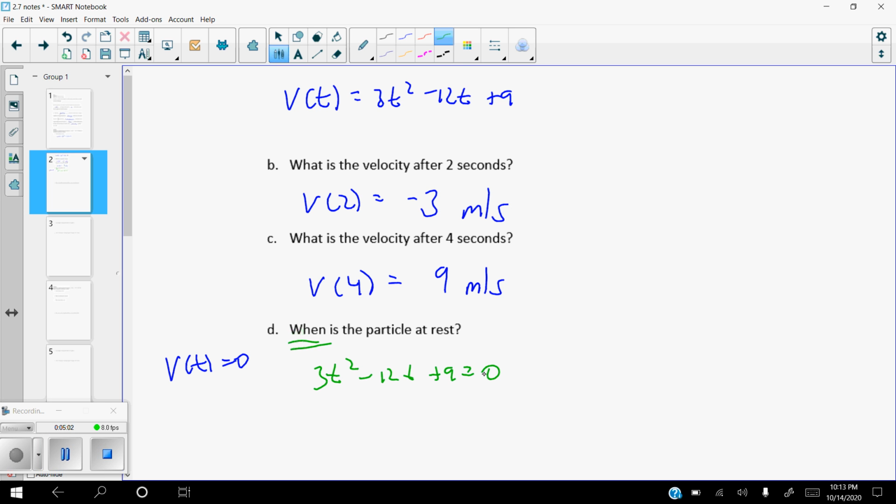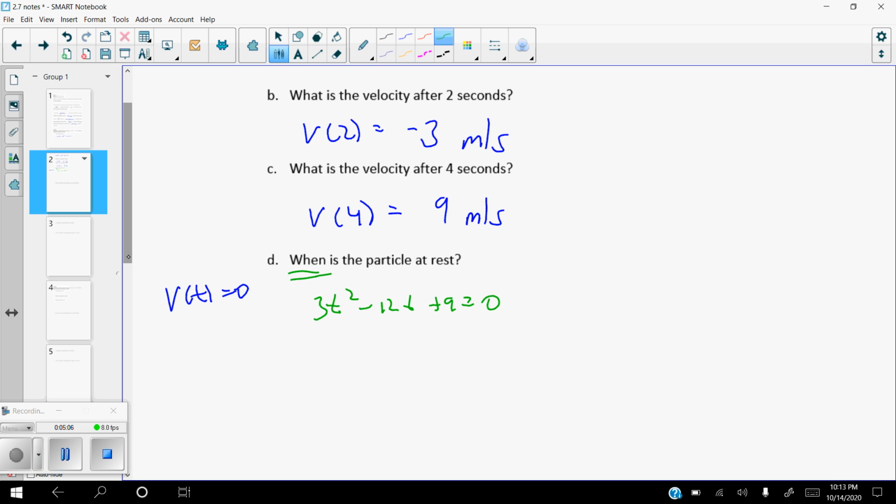All right, so we're going to have to do a little bit of factoring here. It looks like I can factor a 3 out. That'll make it a little bit easier. t squared minus 4t plus 3 equals 0.